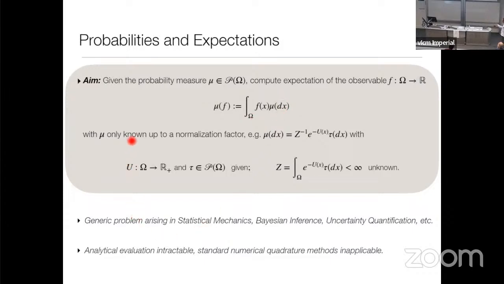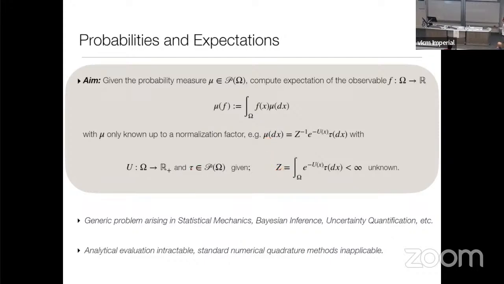The twist is that the measure is known only up to a normalization factor, meaning that it's given in the form of a prior measure that is simple to evaluate or sample. Think the uniform measure, for example, if omega is compact. An energy U, which then is turned into a Gibbs factor, e to the minus U, and a normalization factor Z. And you can evaluate U pointwise. You can sample from tau, but you don't know the Z.